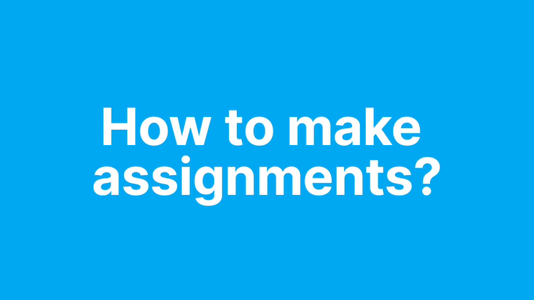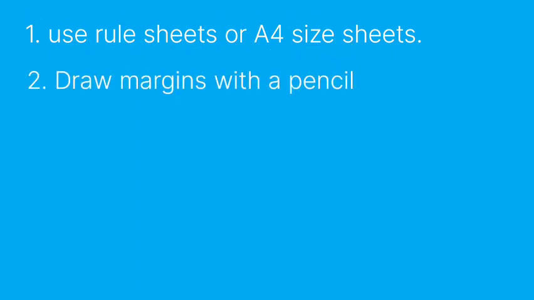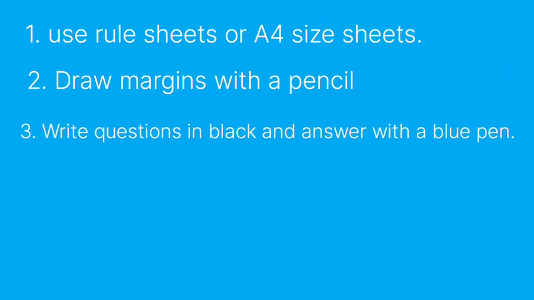First of all, read the instructions which are given on the assignment question paper. And now start. First thing, you should use A4 size blank sheets or ruled sheets of A4 size, or you can also use one side ruled project paper. And second, draw margin with pencil and write questions in black and answers with blue pen. You really don't need to decorate your assignments.